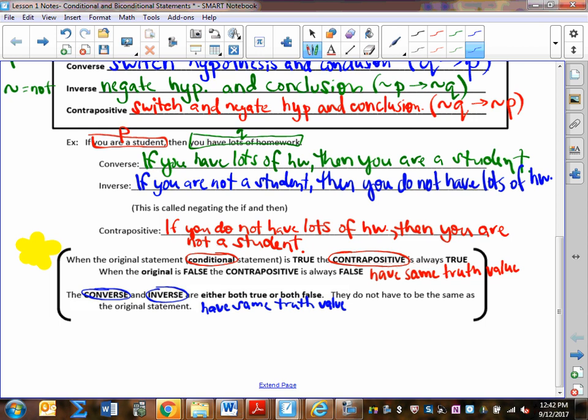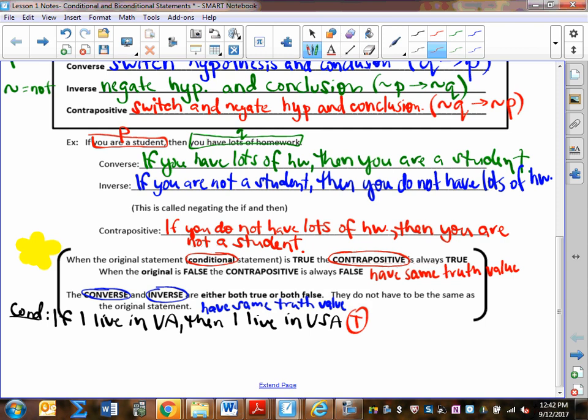Let's take a look at this with one simple example. All right, let's take my original conditional. If I live in Virginia, then I live in the USA. Is my conditional statement there true? Yes. If I live in Virginia, it follows that I live in the USA. Now, what is my converse going to be? If I live in the U.S., I live in Virginia. Good. If I live in the USA, then I live in Virginia.